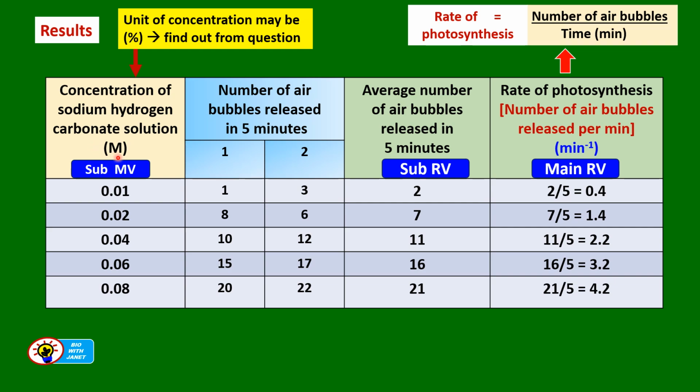The unit for it is molar here, but it can be percentage. So the unit of concentration may be percentage. Find out from the question that's been asked. Don't assume it's M. It could be percentage. So these are the results, and the results are for the manipulated variable of 0.01, 0.02, 0.04, 0.06, and 0.08.